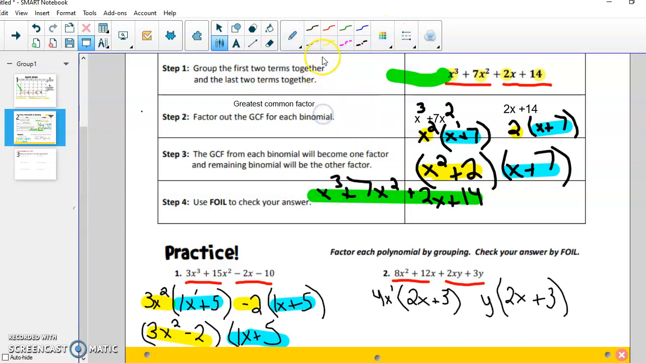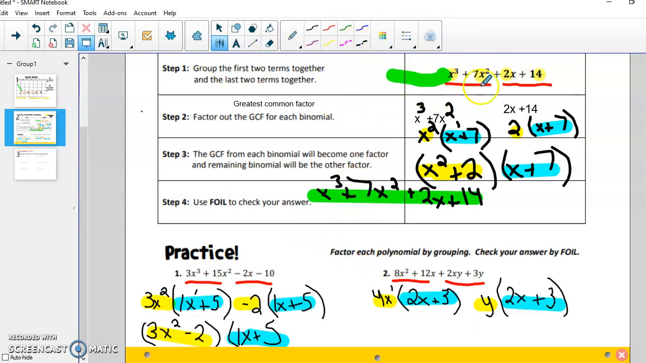I've done all the hard work. Now all I need to do is group my terms back together. And so I'm reminding myself that the 4x and the y are going to go together, and that my 2x plus 3 is present in both parts of my parentheses. So that's another way to know that I did my math correctly.